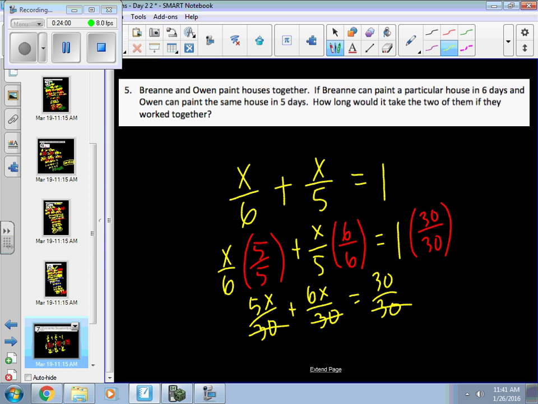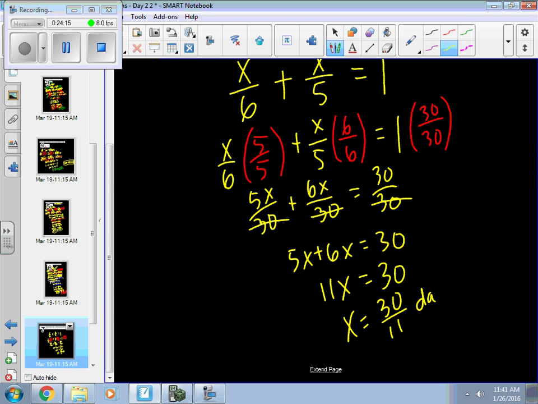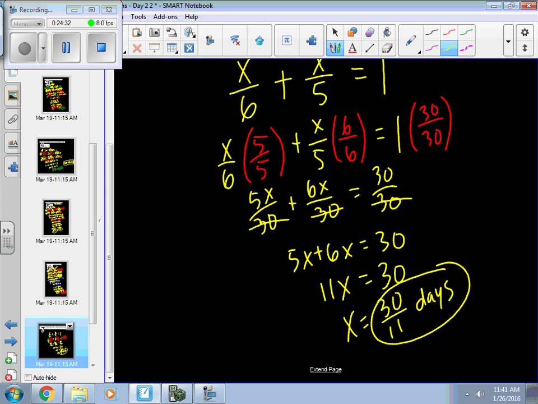Our common denominators now should cancel out, so if we just solve the top, we'll get the answer. We've got some like terms here. That's 11x equals 30. So it looks like x would be 30 over 11 days. Whatever that comes out to be should be the answer. Just so we can get a feel for what that is, let's divide 30 divided by 11. Looks like it's going to take them about 2.73 days. So if they work together, that's how many days it will take them.